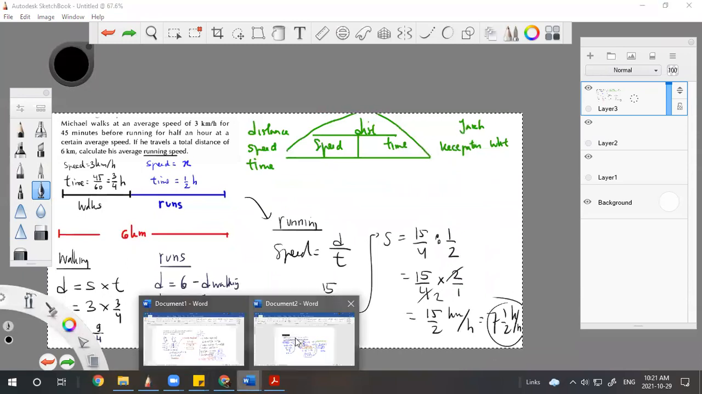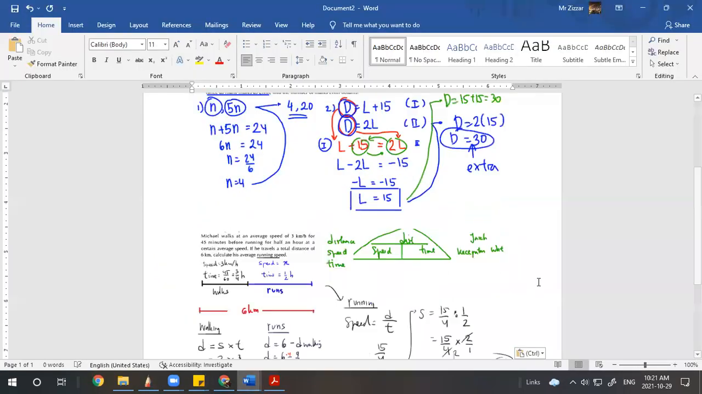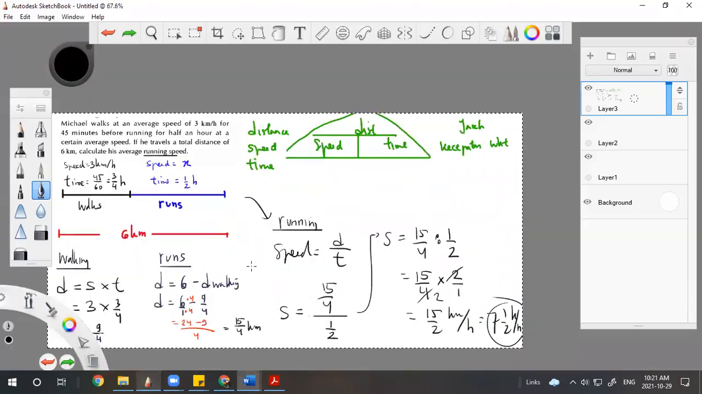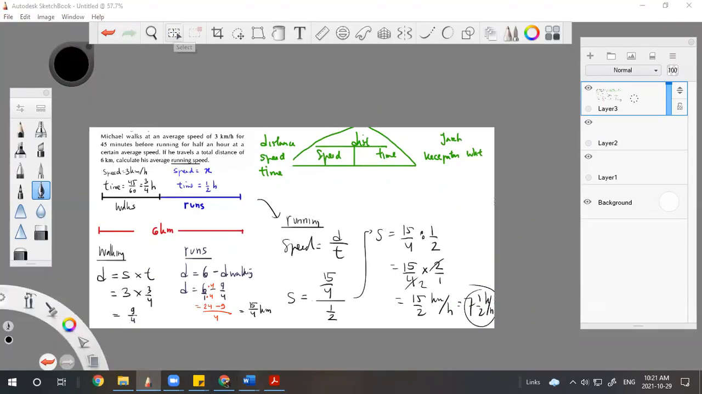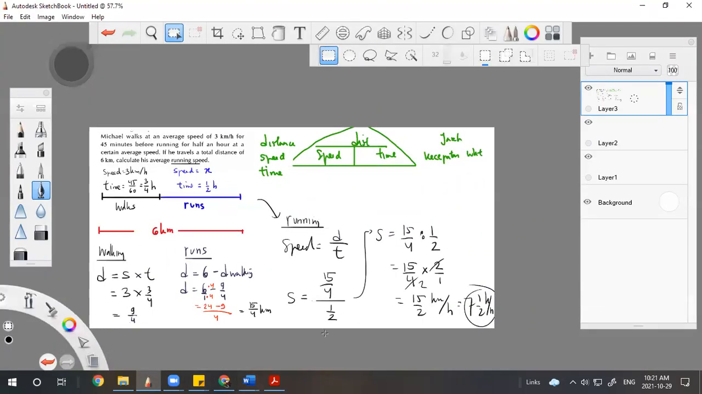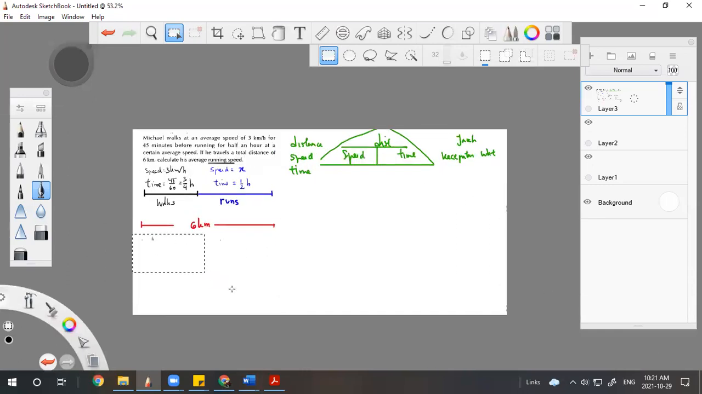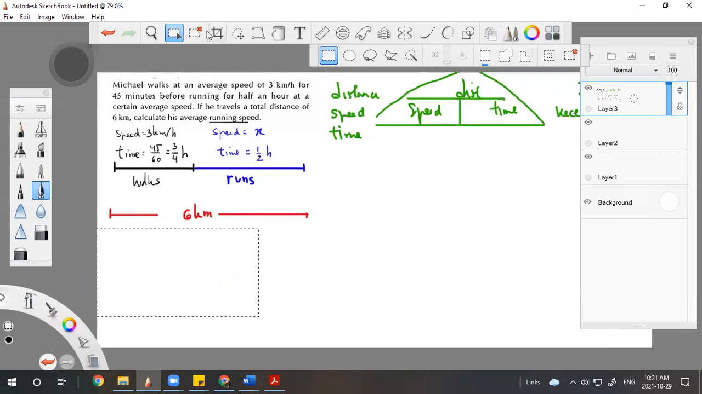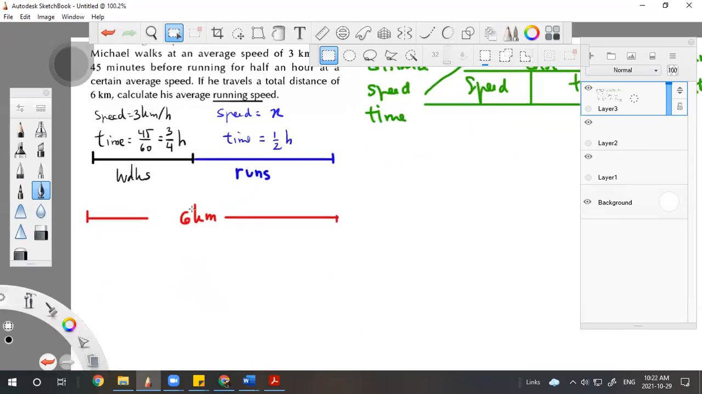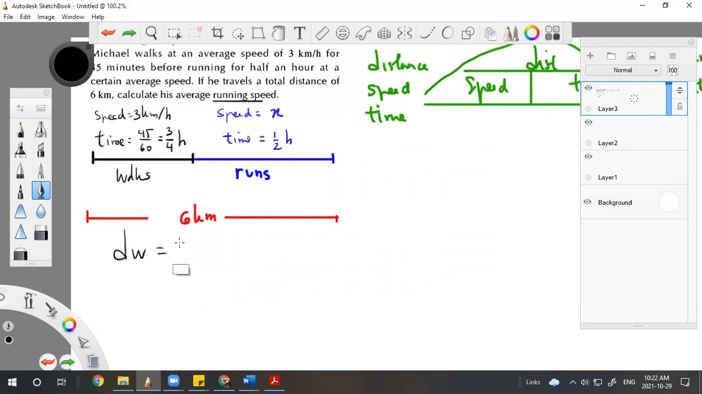Let's see the second way. How can we do the second option, the alternative? Okay, like this, guys. There is another way, but maybe you're not used to it yet. If you get used to this, this will be easier. So distance of walking plus distance of running equals 6, right?